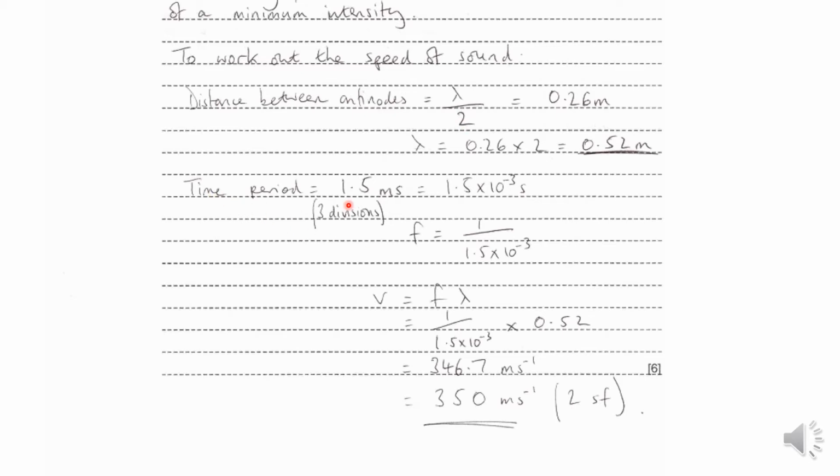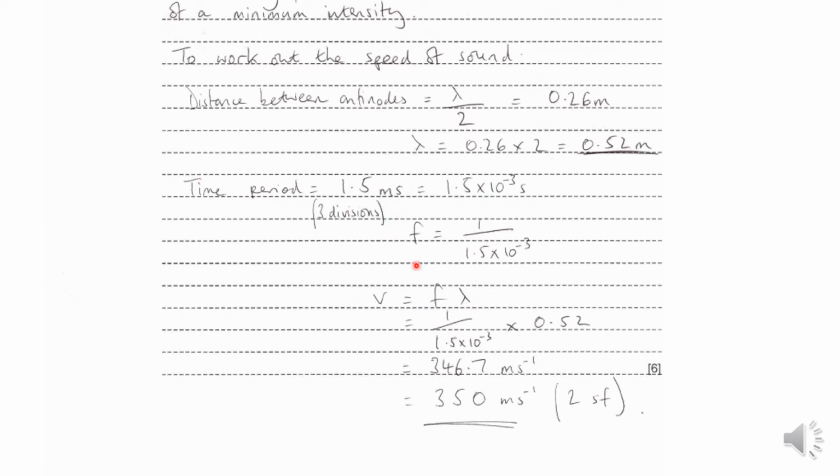So we can measure the time period, that's from the oscilloscope screen. So we said that before, that one complete wave is 3 divisions, 3 squares. Each square is 0.5 milliseconds, so the whole wave takes 1.5 milliseconds to do one complete oscillation, so it's 1.5 times 10 to the minus 3 seconds. Frequency is 1 over that, and then speed or velocity of the wave is that frequency times by wavelength.